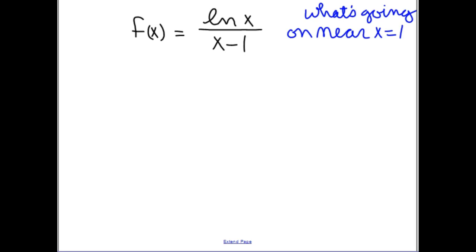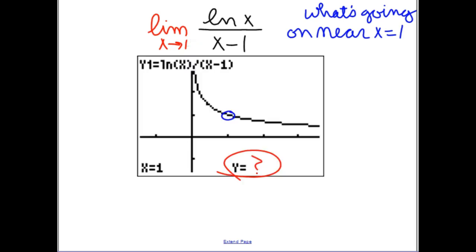That if I have the natural log of x over x minus 1, what's going on near 1 is simply saying what's the limit as x approaches 1. Remember, this, of course, is a two-sided limit. It's plus and minus coming from both sides of that. And, of course, the way you find a limit is to simply take the number and plug it in, if possible. Well, I took a look at the graph of this thing.